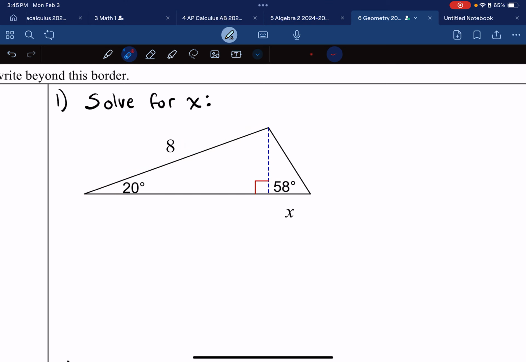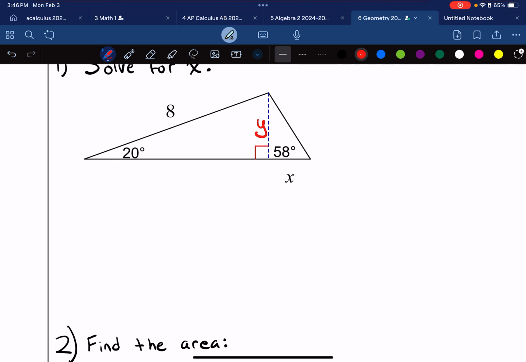The question is, where should the variable go? Should the variable go on the base or should the variable go for the height? We don't need the base for this problem. We're not trying to find the area. We really need to find this height here because it is a shared side length. If I find this side length, I will have a number, another number, and a variable. That's what I'm looking for. So I'm going to assign this some sort of variable. I'm going to randomly select y, and I'm going to set up my trig function.